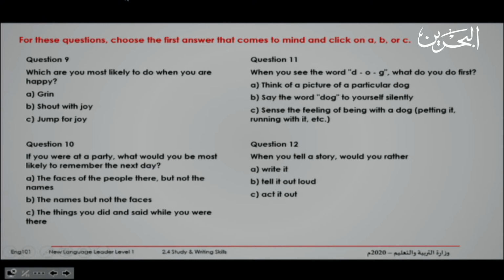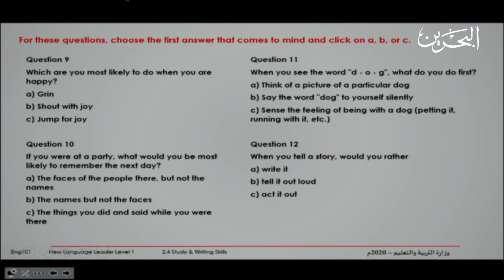Question 10. If you were at a party, what would you be most likely to remember the next day? A. The faces of the people there, but not the names. B. The names, but not the faces. C. The things you did and said while you were there.